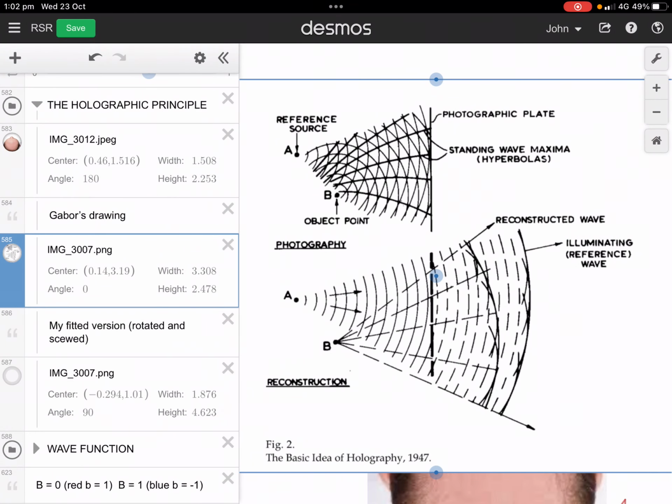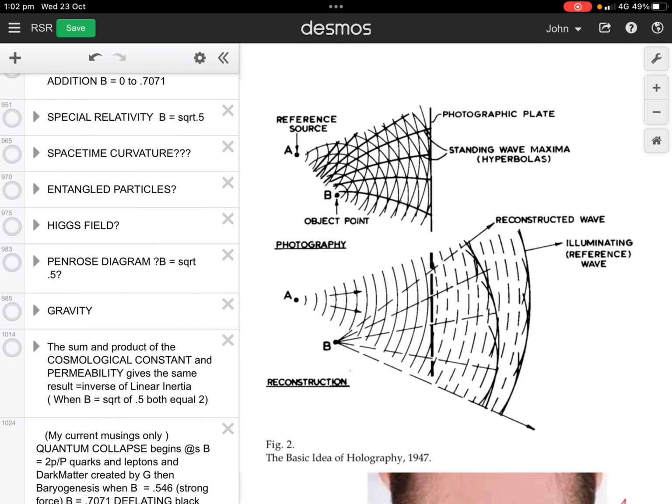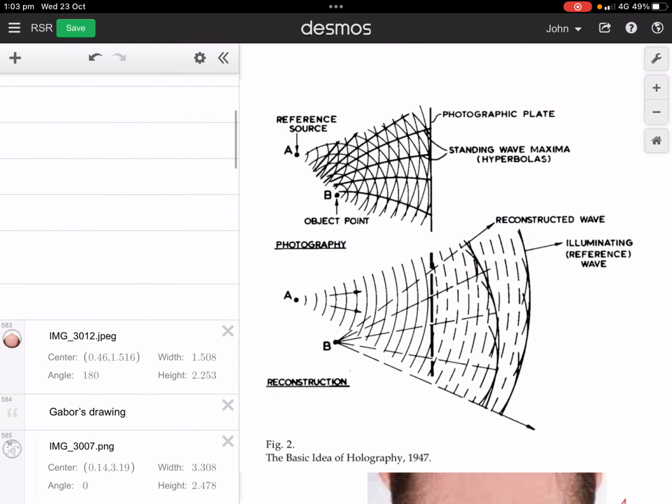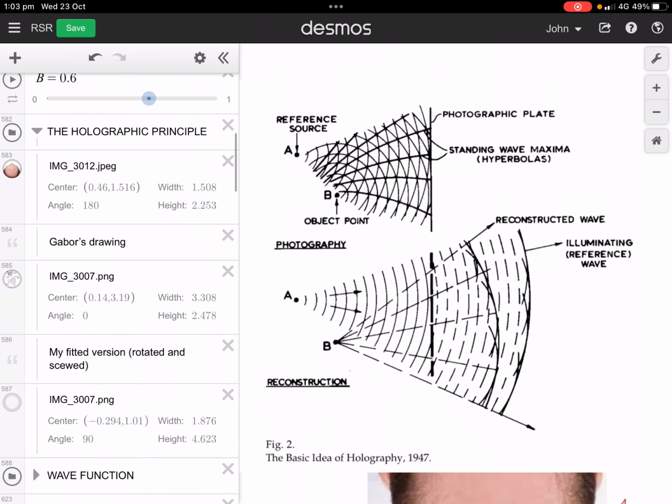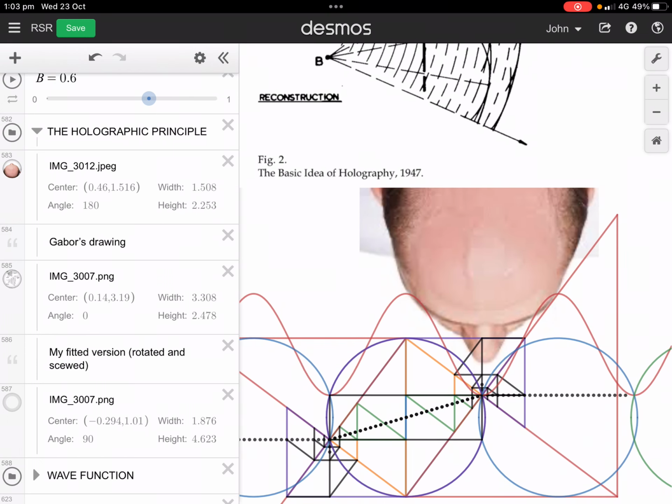Okay, so I've been looking at the holographic principle, which Gabor discovered in 1947. He won the Nobel Prize with this paper here, the basic idea of holography. Okay. Now, how does the relativistic slide rule fit onto that?